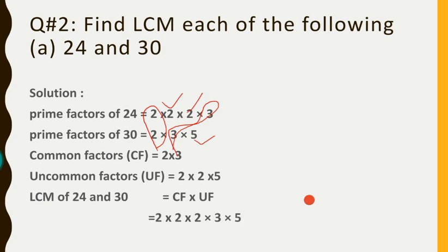So putting the values of CF, that is 2 into 3, and UF 2 into 2 into 5, when we multiply all these values we get 120. This is the answer.